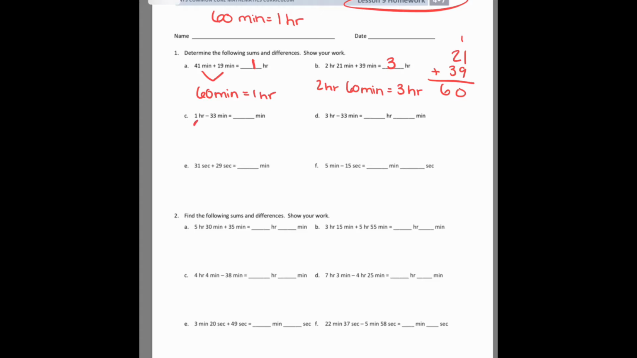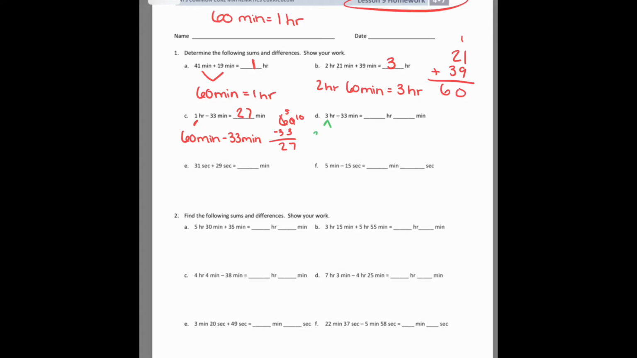If we look at C, we have 1 hour minus 33 minutes. Well, we can't really subtract minutes from hours without changing the hours to minutes. So 1 hour is 60 minutes, and if I said 60 minus 33, I'd end up with 27. So I have 27 minutes left. All right, let's look at D.